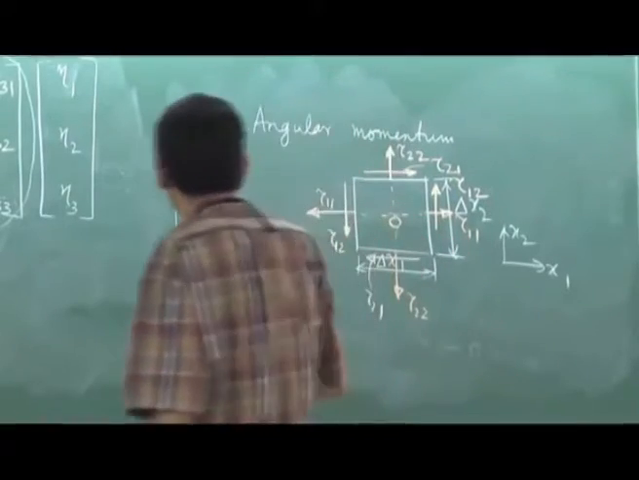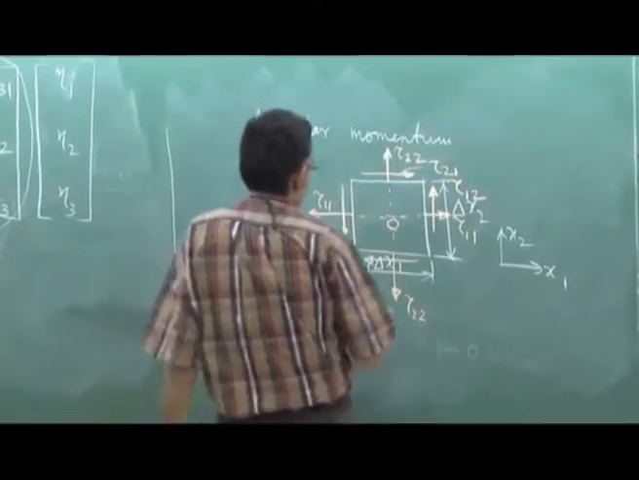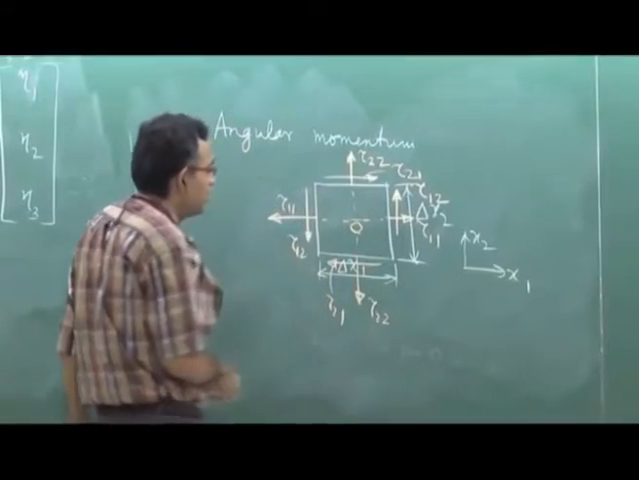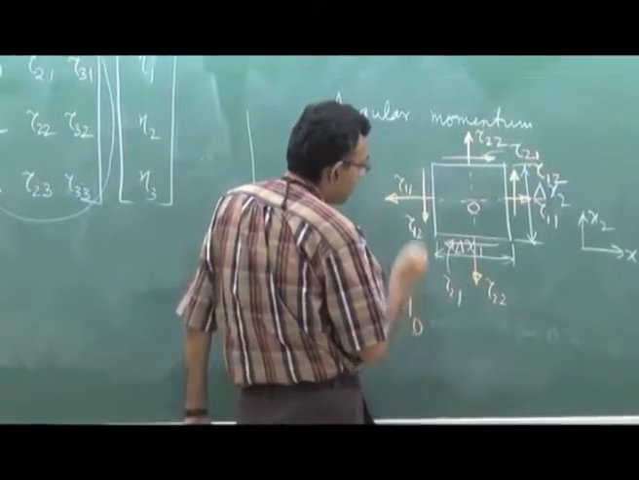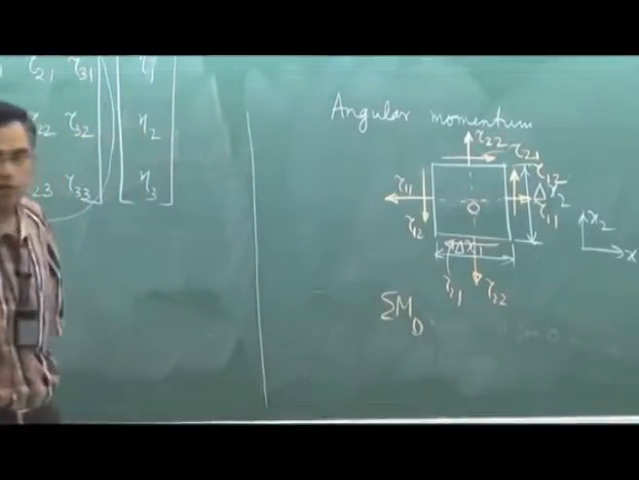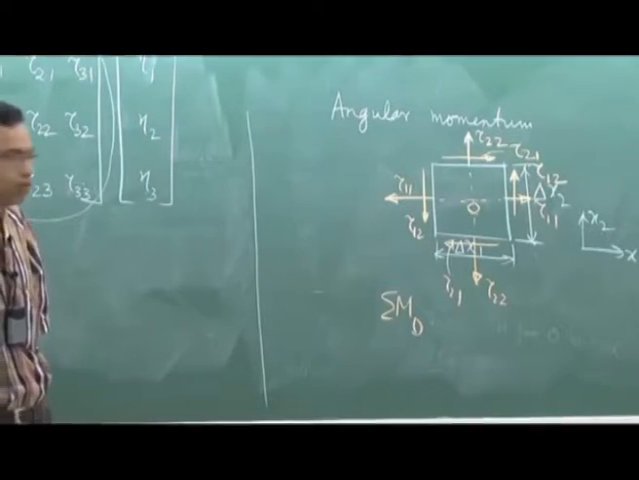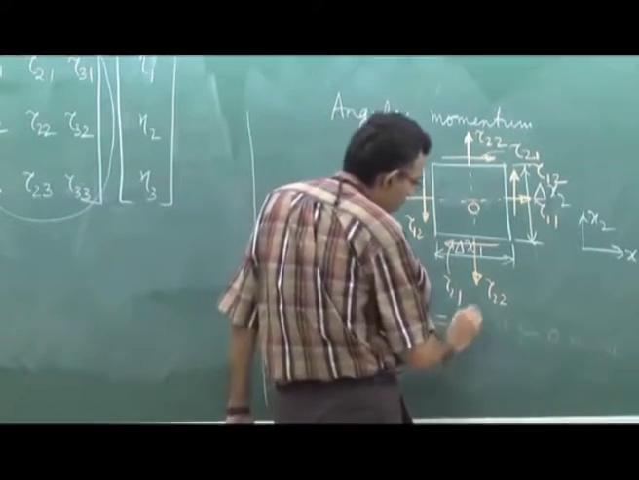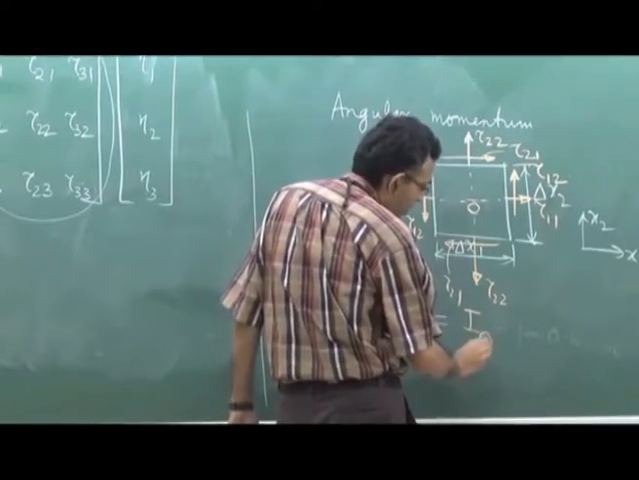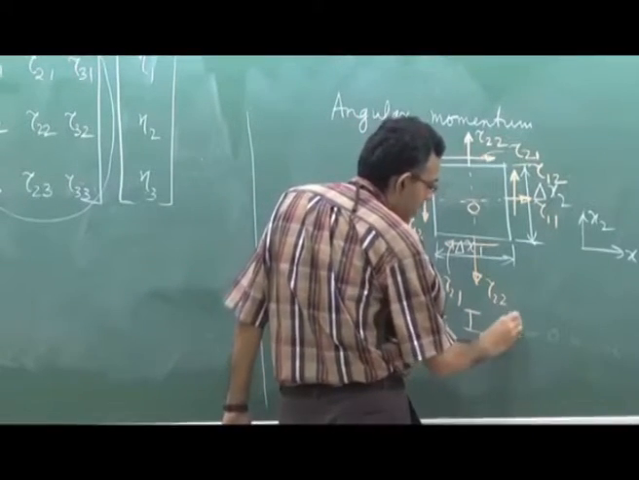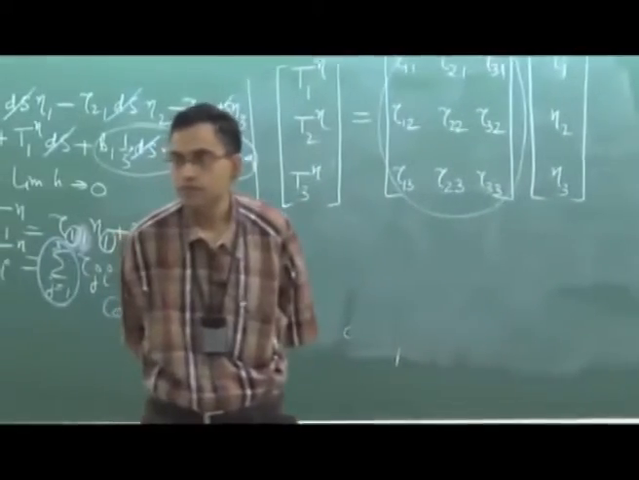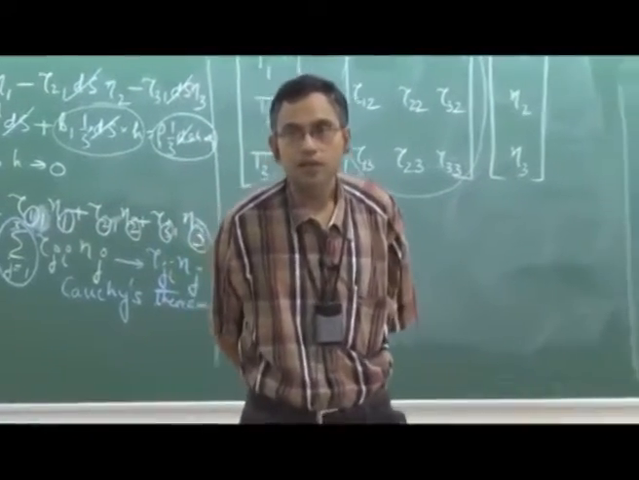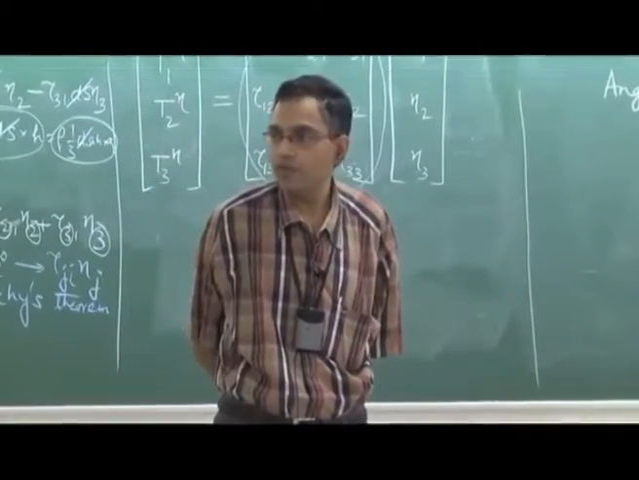So now we will write the equation: the resultant moment of all forces with respect to the axis perpendicular to the plane passing through O is equal to the moment of inertia with respect to the same axis times the angular acceleration, right. This is equivalent to Newton's second law for rotation.